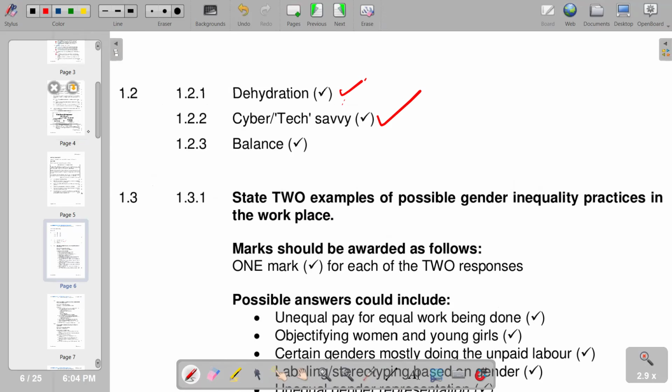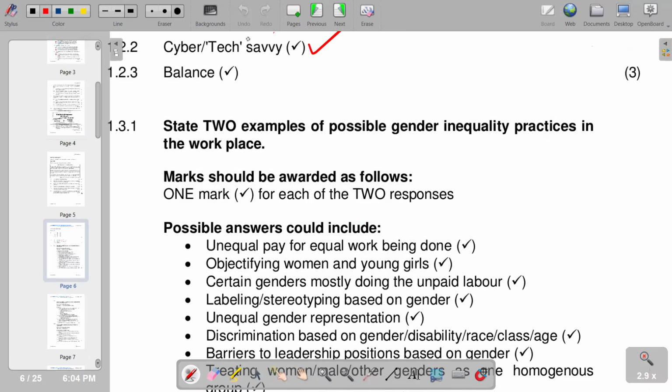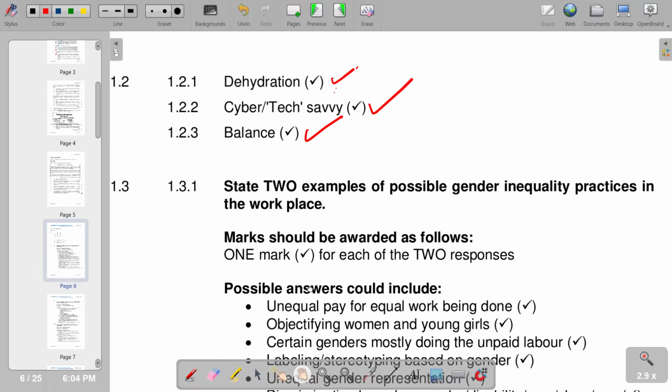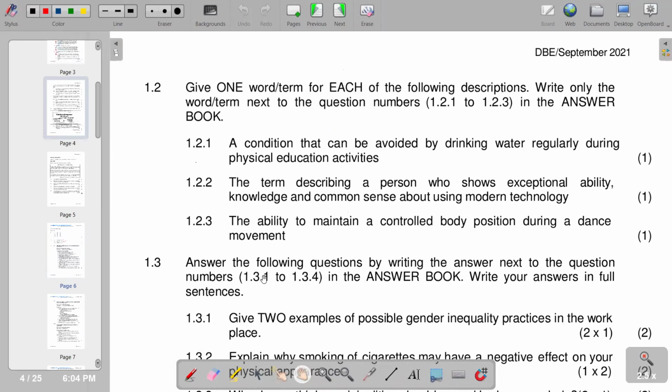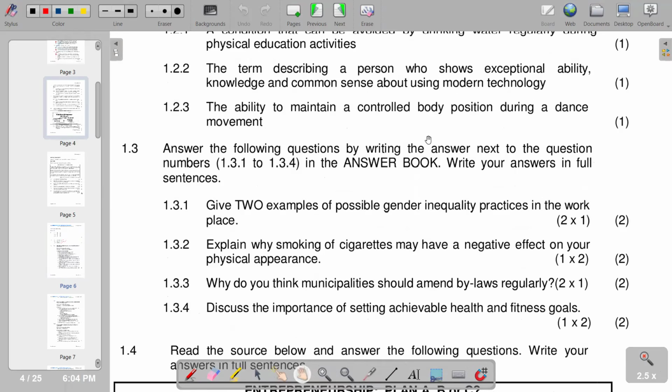So we go to the next part where it reads, the ability to maintain a controlled body position during intense movement is balance. So we have balance as the correct response. So basically this is what we have on that part. So moving on to the next part whereby we have 1.3. Which reads, answer the following questions by writing the answer next to the question numbers. So the first one is saying, give 2 examples of possible gender inequality practices in the workplace.